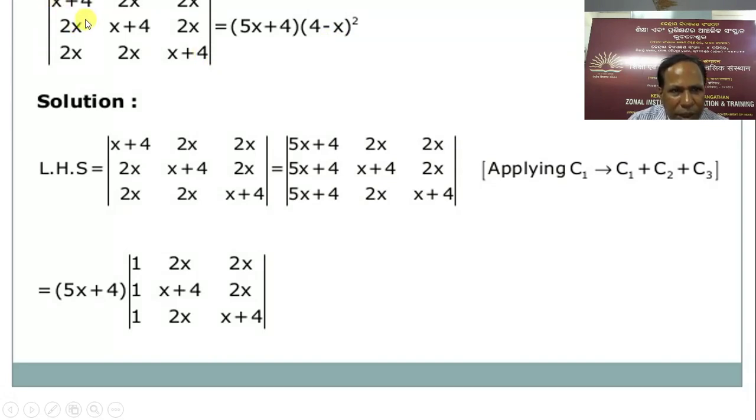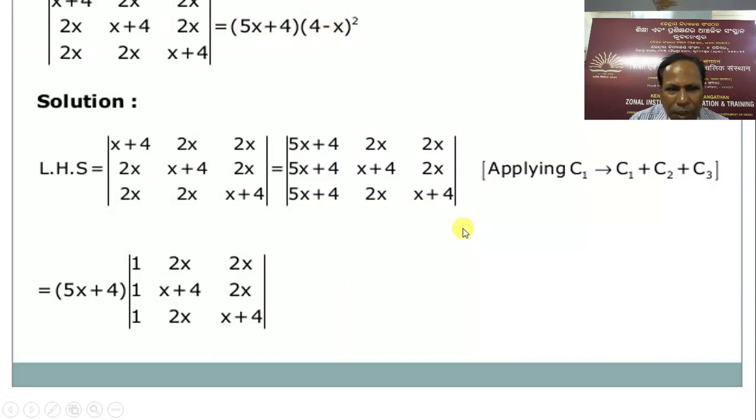Already we have discussed that we search for the common factor. There is no common factor in the first row, it is not there in the second row, it is not there in the third row. Similarly, column wise there is no common factor. Now we try to get the common factor. Then for which factor will we search? Either we will search for the common factor 5x plus 4 or 4 minus x. So how do we apply the property to get either this or this?